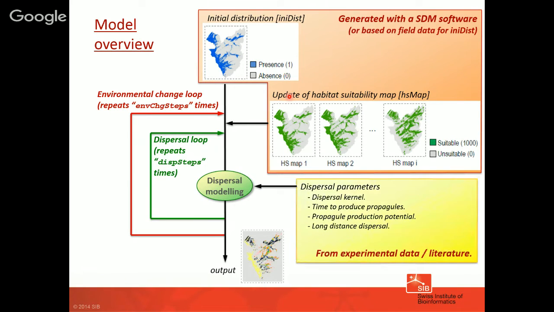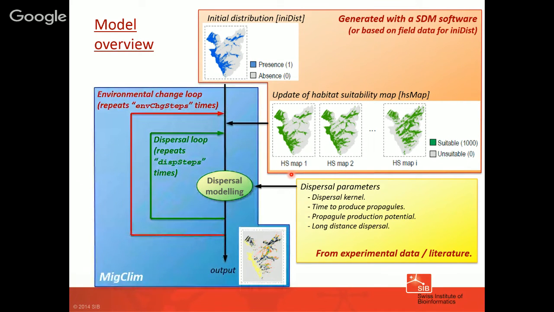The other type of input is, of course, the dispersal parameters of your species. So you have to give a dispersal kernel: how far can your species disperse, and what are the probabilities of dispersal associated with each distance? You can, and this is optional, give how long it takes for your species to reproduce, for instance, how the propagule production potential increases over time. And you can also optionally add long distance dispersal events. Again, in that case, you have to give a frequency and a distance range for these events. But we'll see that in more detail later.